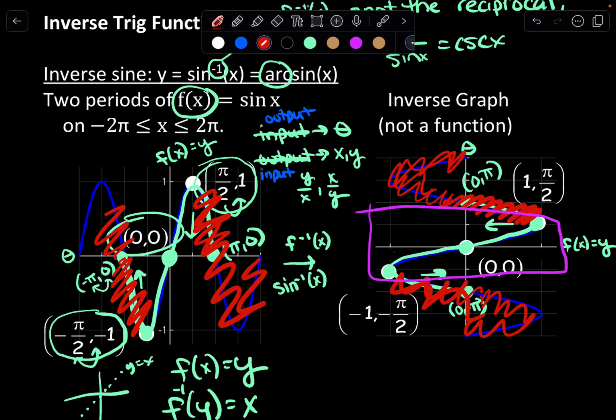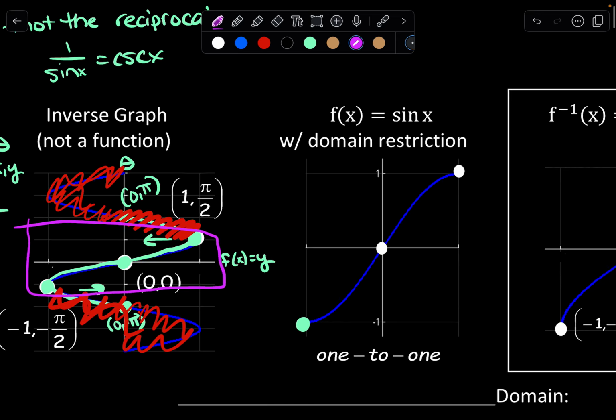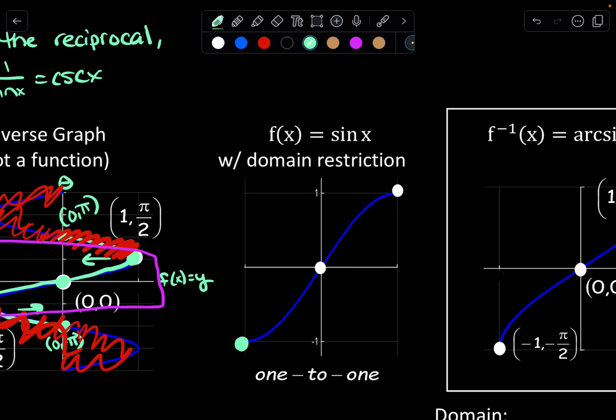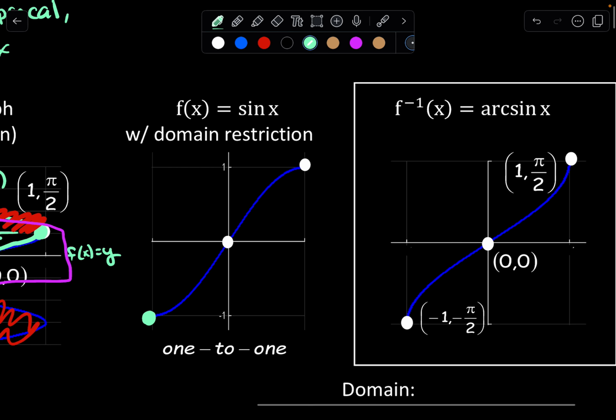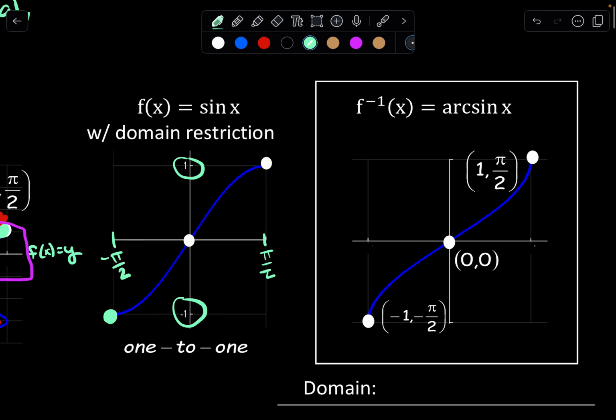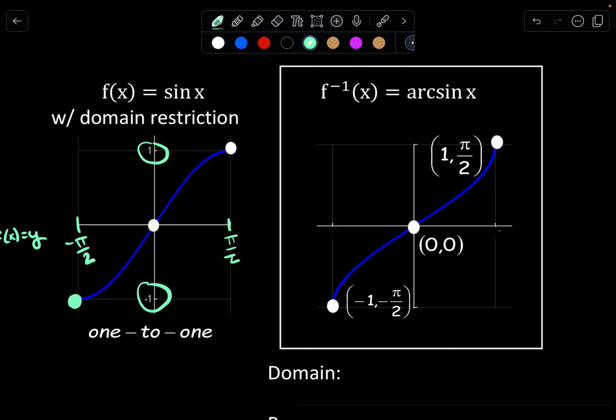So my original sine function, I'm only worried about this middle part here. So it would be from negative pi over 2 to pi over 2, which would be the vertical axes on this one, on my inverse. But for my original, it would be pi over 2 to negative pi over 2, and then it oscillates between 1 and negative 1. So if we take the inverse, we're going to end up going from negative 1 to negative pi over 2, and then 1 to pi over 2.